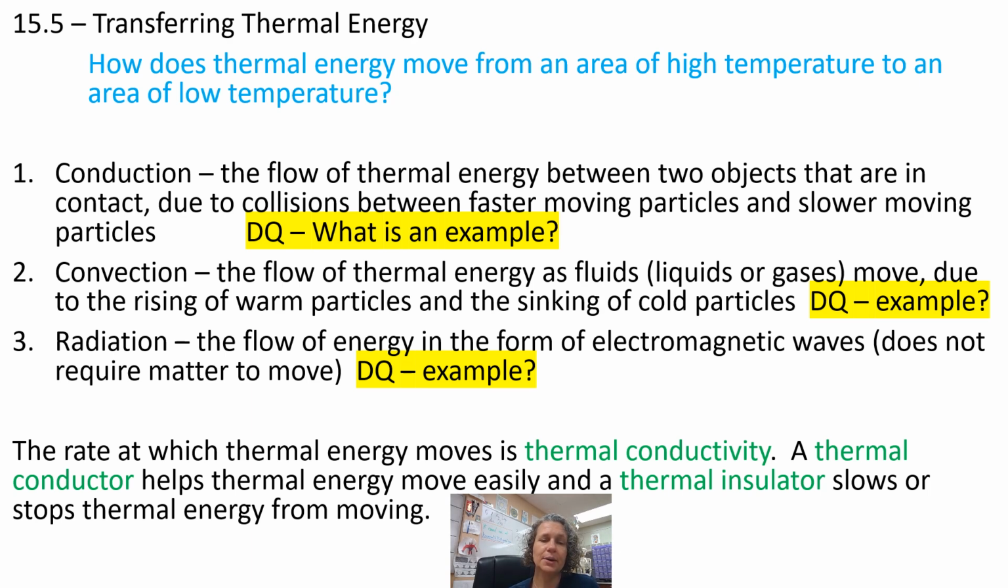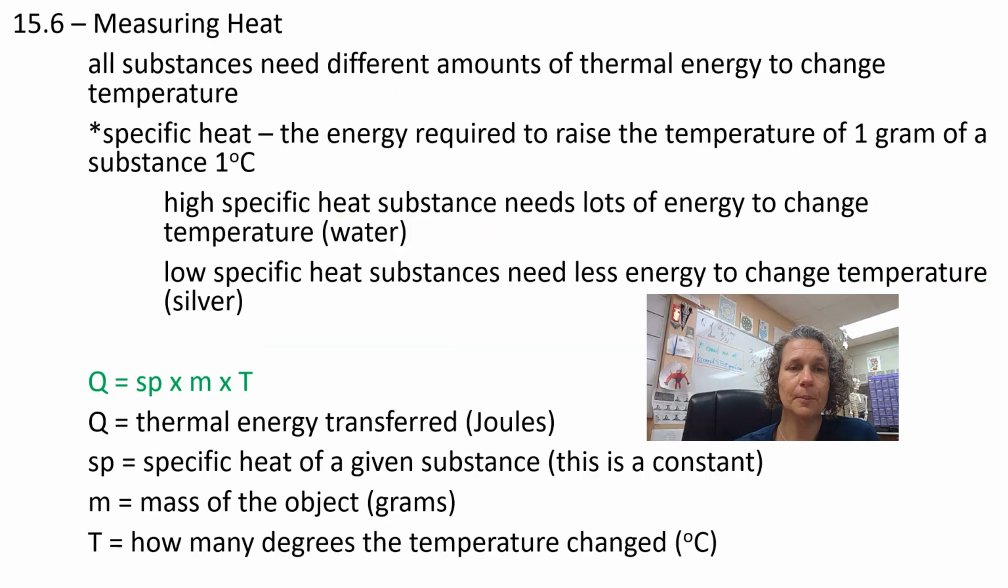The rate of this thermal energy movement depends on the thermal conductivity of the substance, what things are being moved. Some things are good conductors and they help thermal energy move easily, like metal is a good conductor. Other things are thermal insulators and they stop the thermal energy from moving. Styrofoam is a thermal insulator. It's why coolers are made of styrofoam.